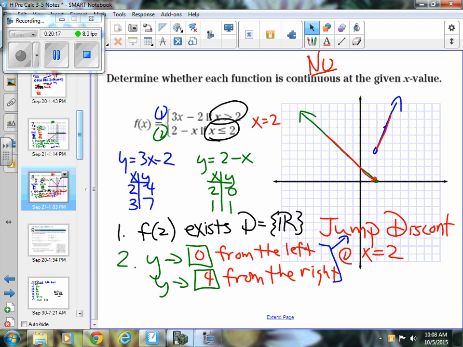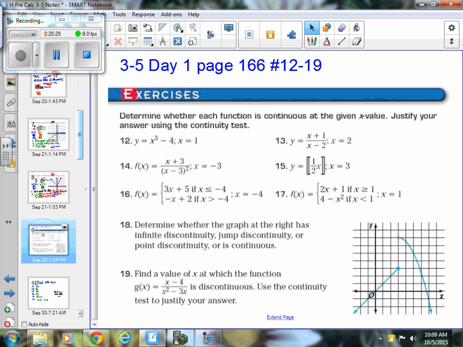So continuity, there's 3 different types: infinite, jump, and point. 3 different steps to that continuity test. Does it exist? Check the domain. Does it approach the same number from both sides? And does it actually equal it? All right, so that's our part number 1. That's the assignment. And part 2 will be on end behavior.